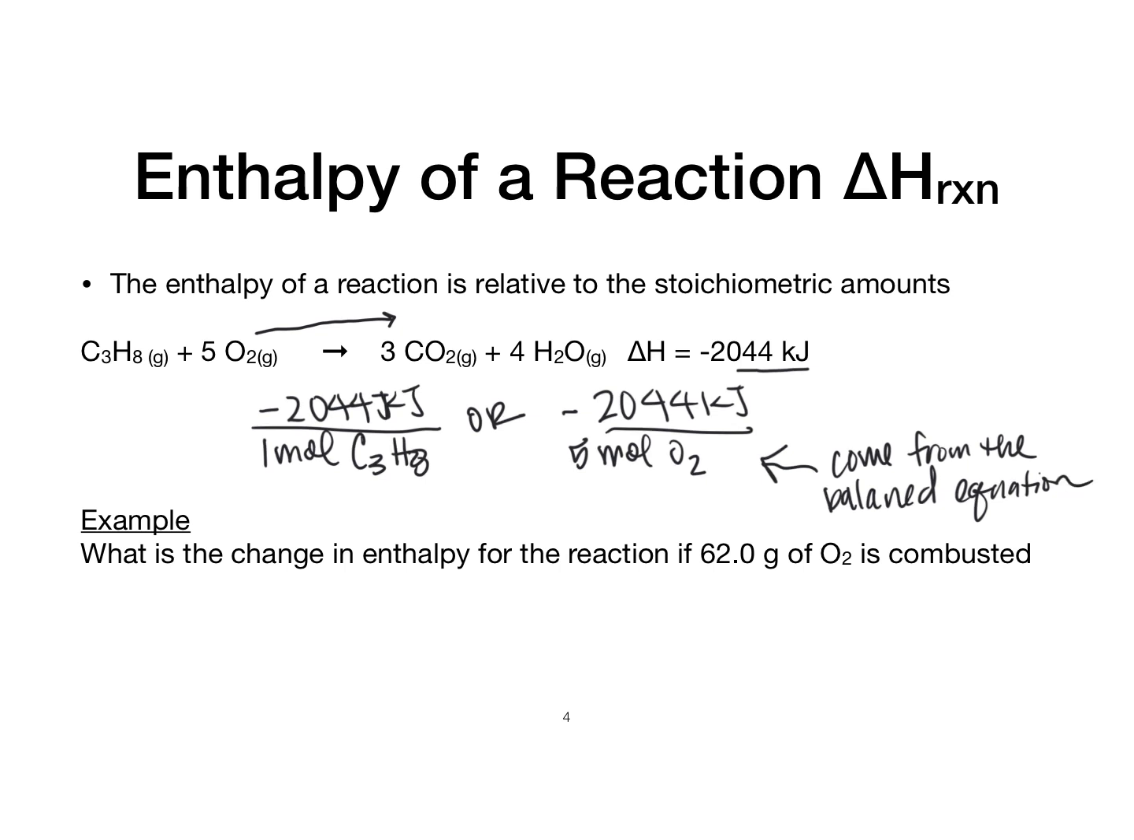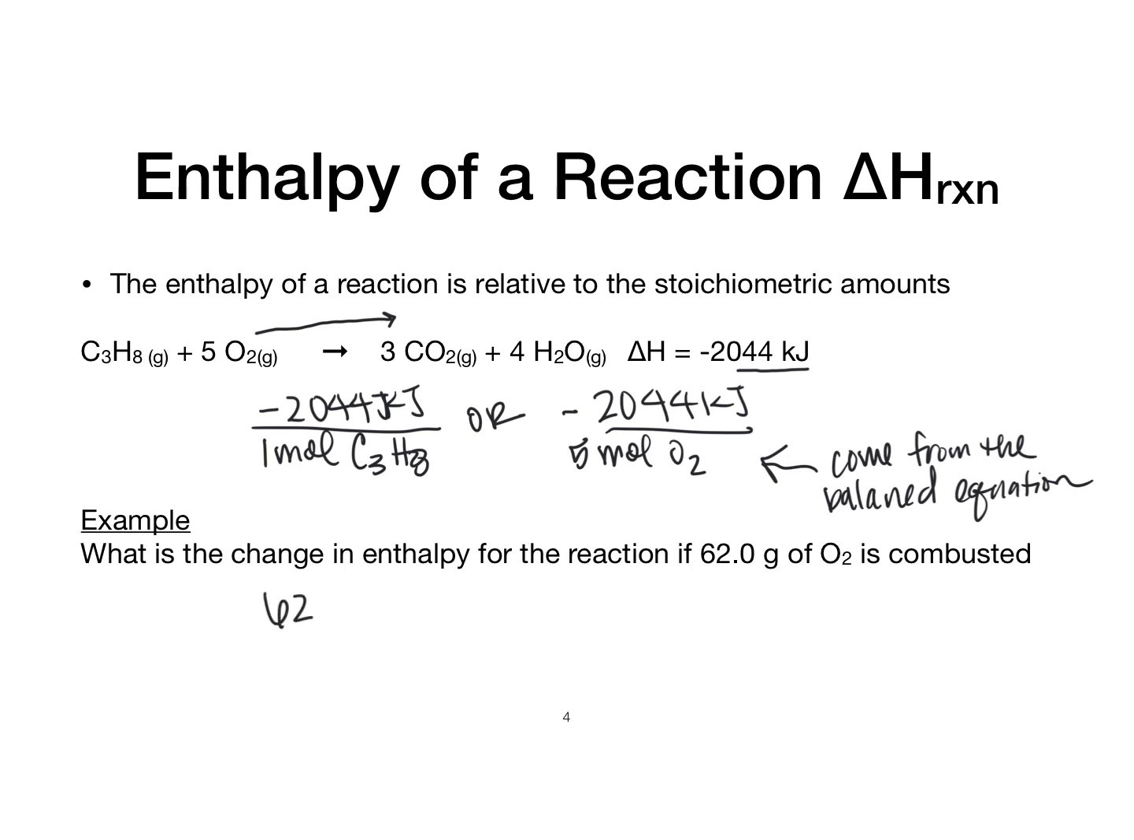So we can start to think about the change in enthalpy relative to the amount of product created, or reactant consumed. So in this case, what is the change in enthalpy for the reaction if 62 grams of O2 is combusted? We know that it is negative 2,044 kilojoules for 5 moles of oxygen. So how many moles of oxygen do we have?